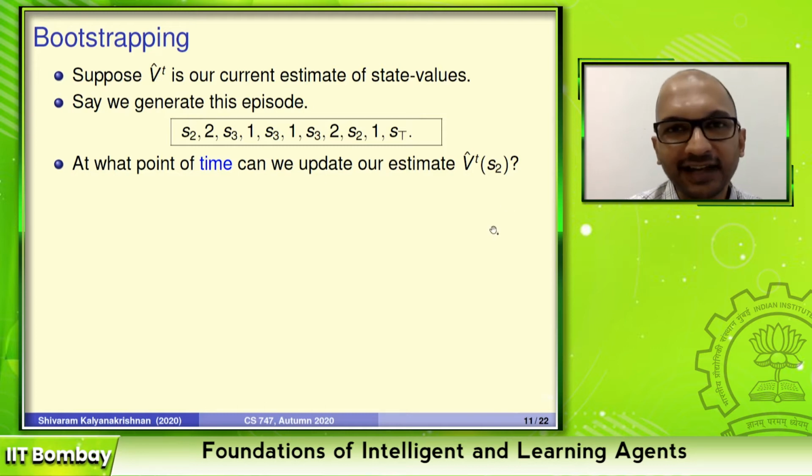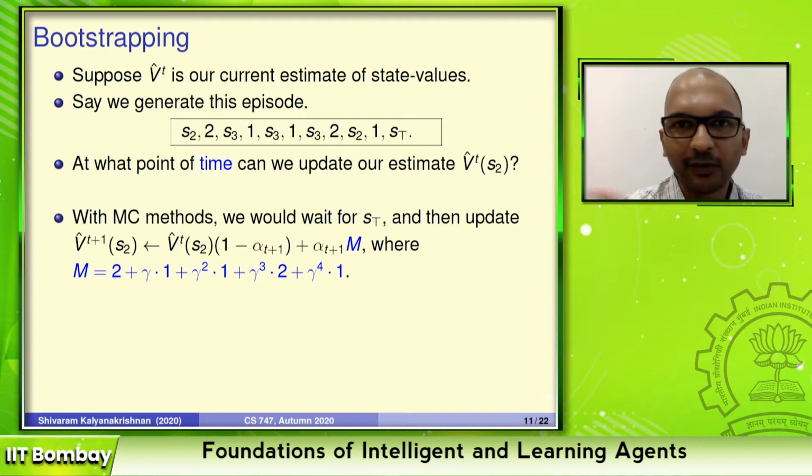Let's particularly say it for state S2. We had v hat t before this episode started, and then you start running this episode. This is what's going to happen if you complete running the episode. When can we update v hat t? That question is answered in one particular way by what we've been doing so far, by first visit Monte Carlo, let us say. With first visit Monte Carlo, we'll wait for the episode to end. We'll hold on until a terminal state is encountered.